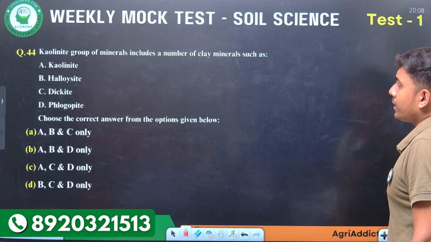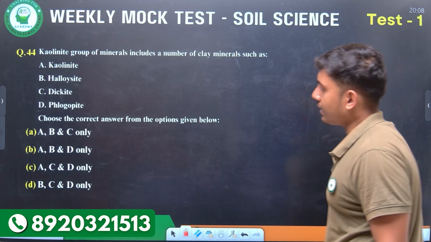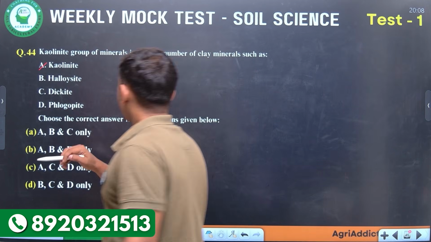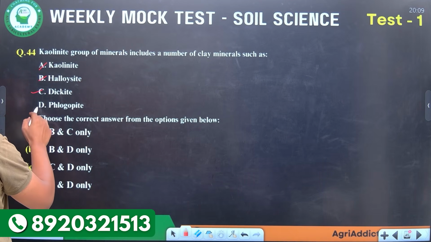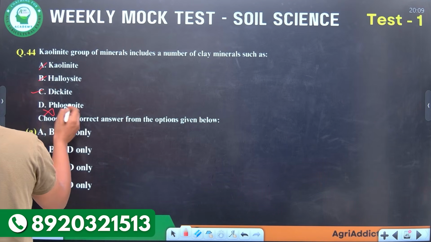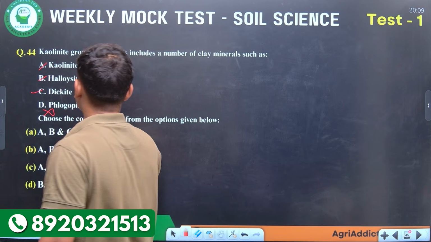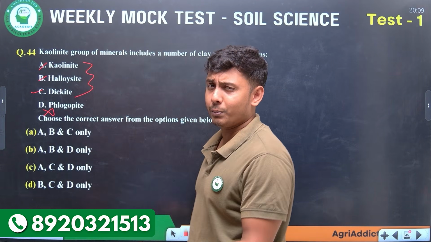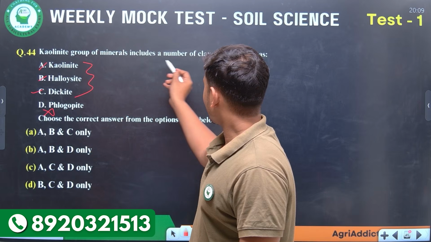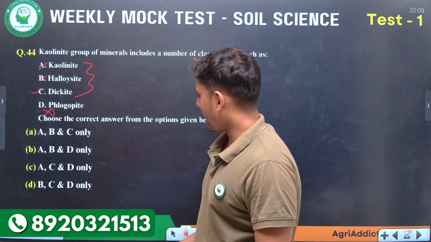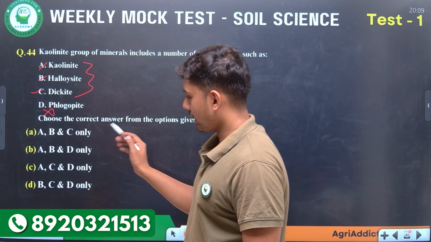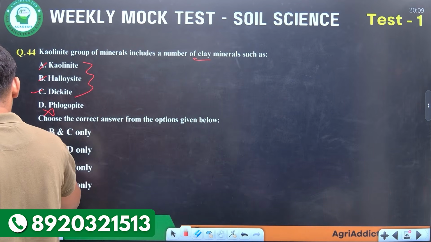The kaolinite group of minerals includes a number of clay minerals such as kaolinite, halloysite, dickite. Phlogopite it will not be. So these three minerals, this is the remember type of memory based questions. So kaolinite clay will contain these three. So A, B and C. Okay, option A will be the correct answer.